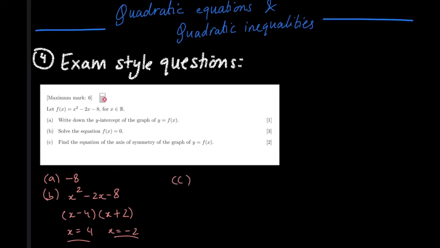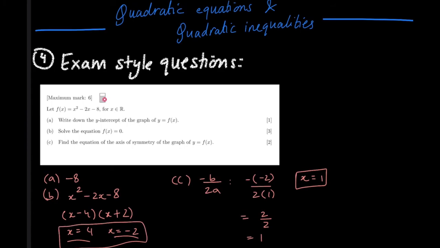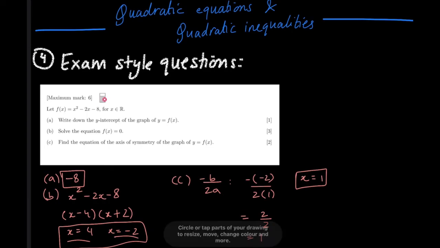Part C, find the equation of the axis of symmetry to the graph of y equals f of x. The equation for axis of symmetry is -b over 2a, which is -(-2) over 2 times 1, which is 2 over 2, which is 1. So the equation of the axis of symmetry is x is equal to 1. And these are our answers for this question. Let's look at another one.